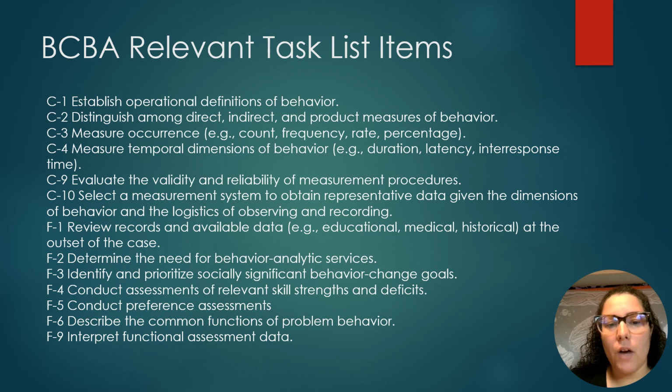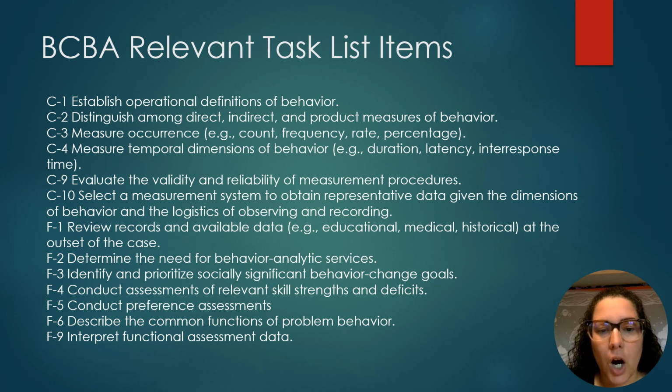Here on this slide, we can see the BCBA task list items. Establish operational definitions of behavior, which we did with the noncompliance, aggression, and SIB. Distinguish among direct, indirect, and product measures of behavior. So of course we had our direct and indirect earlier with our VB-MAPP and our QABF. Measure occurrence: again, our behaviors were all measured in frequency. However, the temporal dimension of duration was also measured for noncompliance.